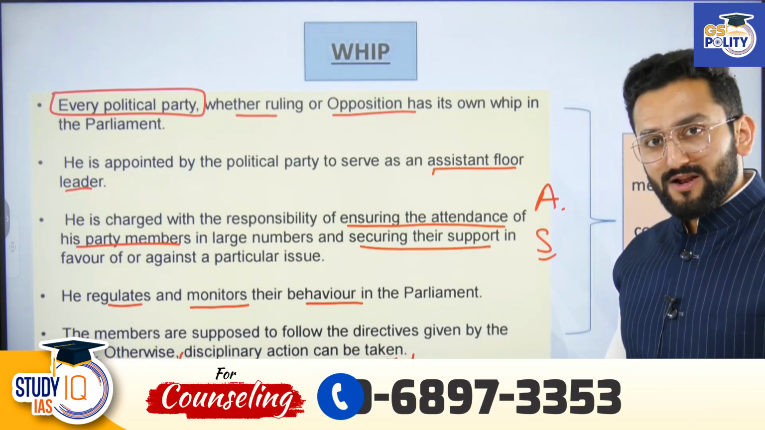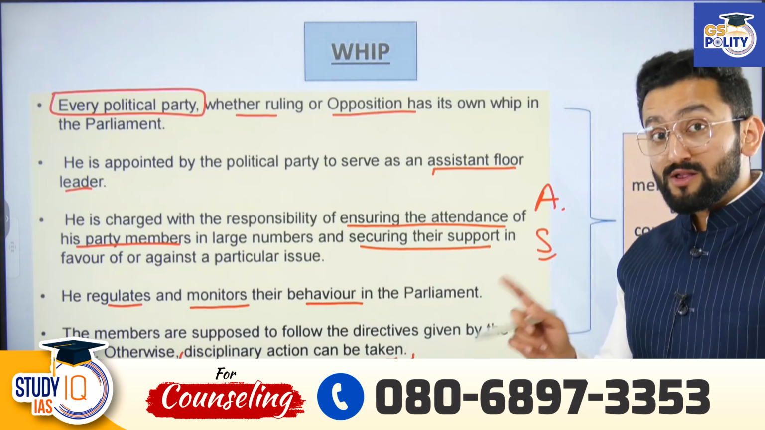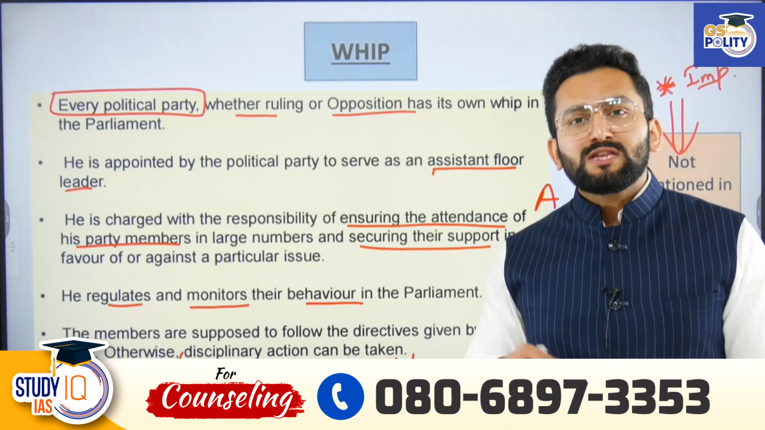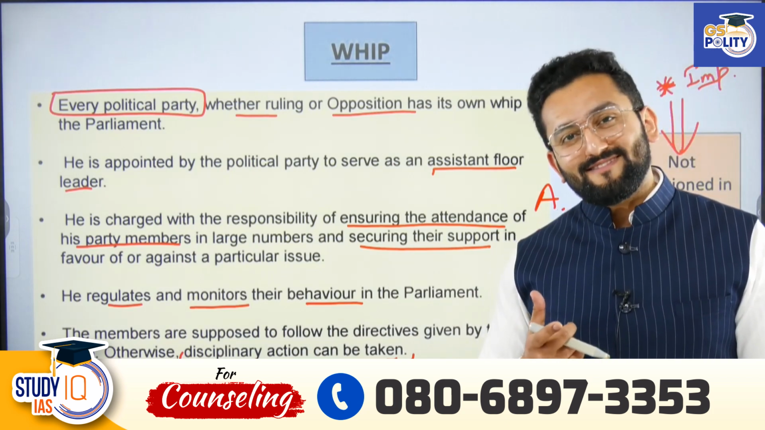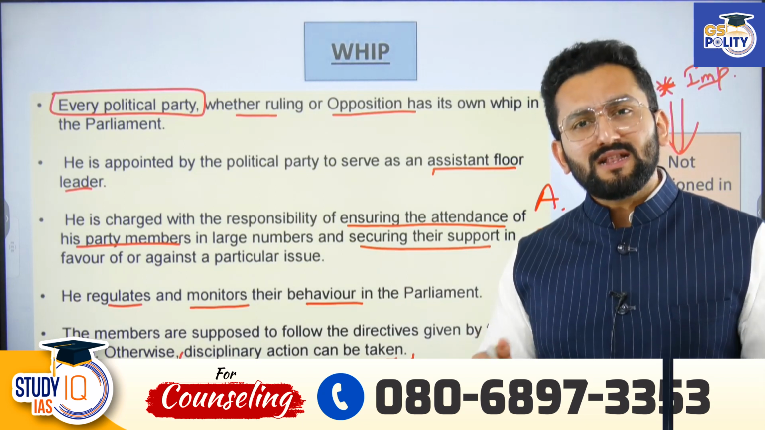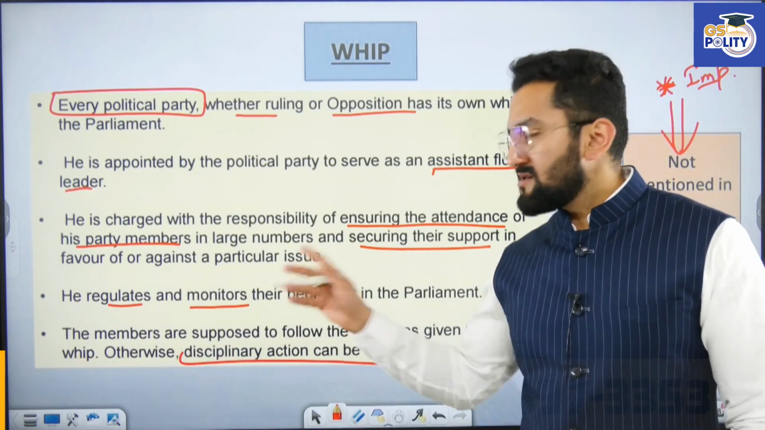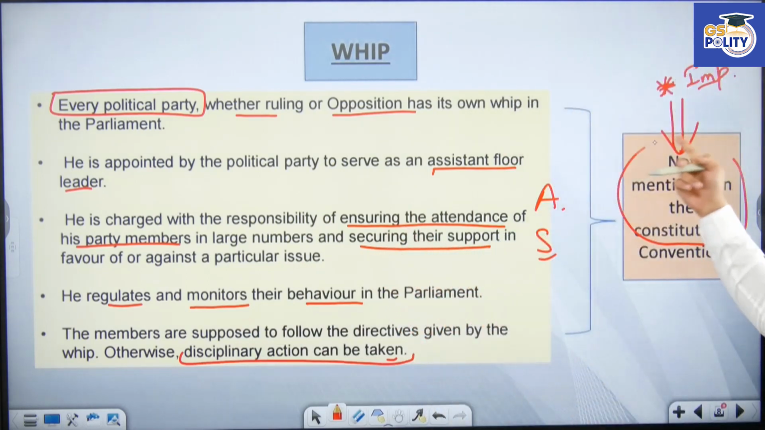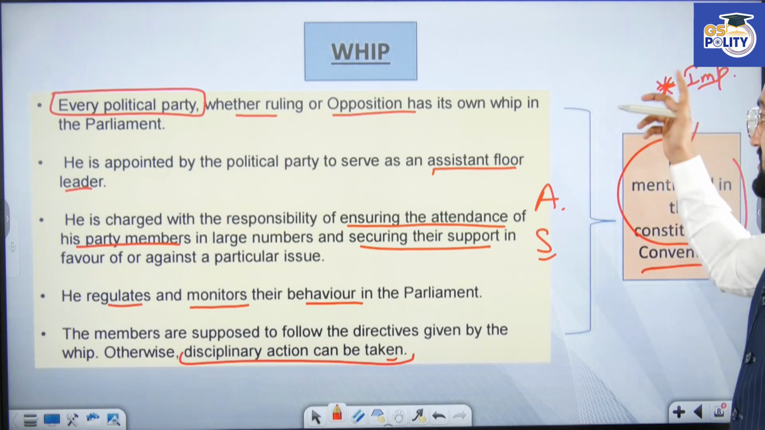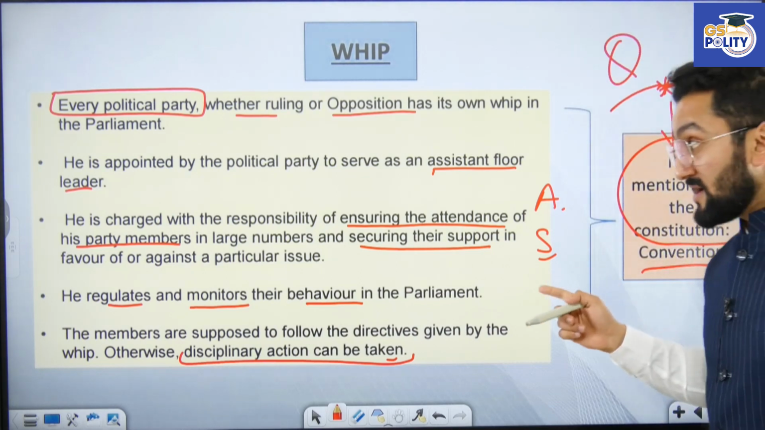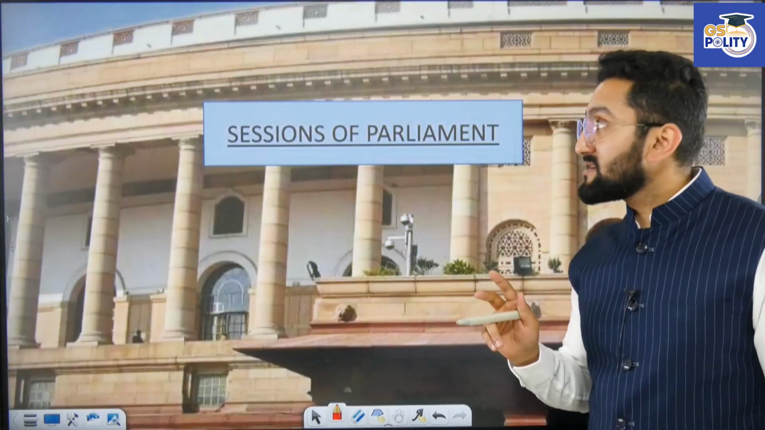Regulates, monitors, clear. And I specifically told you, whip position is not given by the Speaker or the Rajya Sabha chairman. Okay, whip position is given by the party itself, right? So that their members can be monitored and regulated. Okay, it is not mentioned in the constitution. It is just a convention. Please remember there can be a scope of question here. I hope you will remember it. That is why I was saying the party is actually deciding.